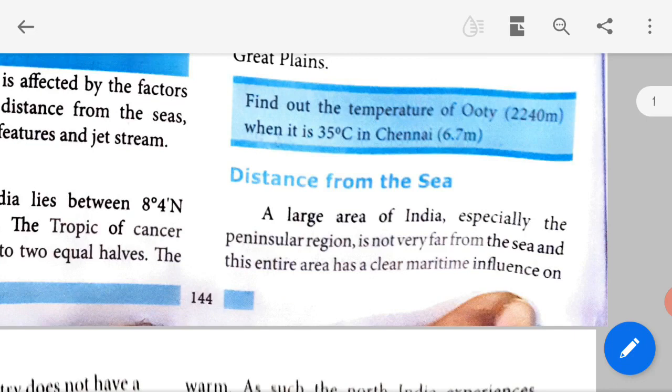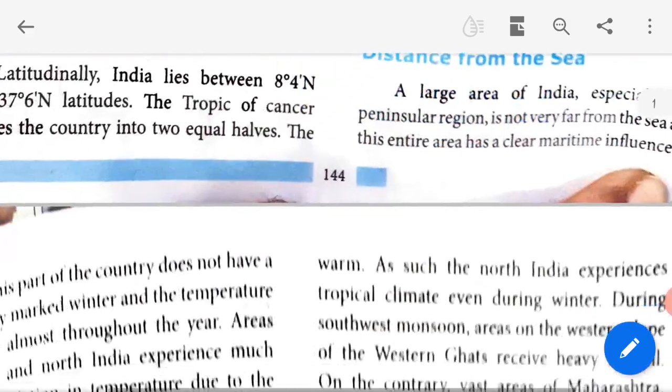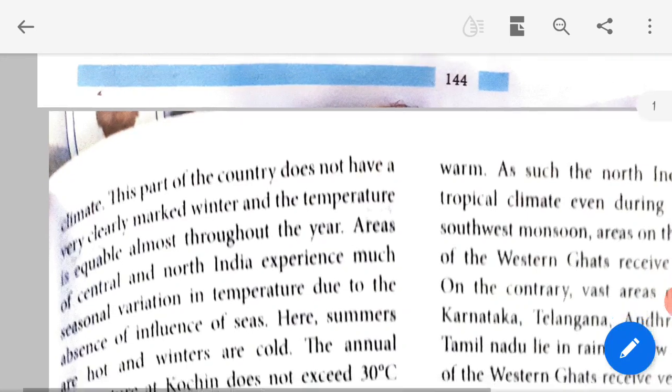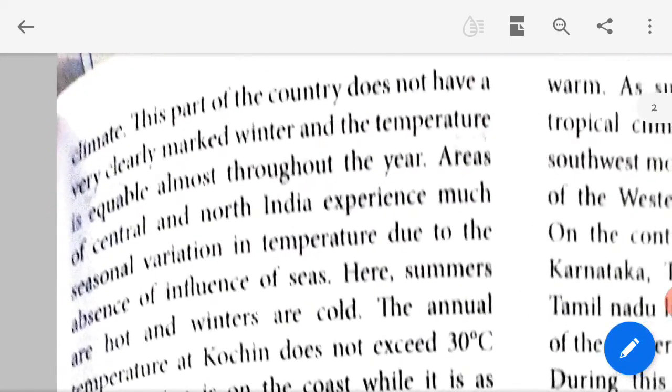And this entire area has a clear maritime influence. Maritime is sea influence. Okay. In this part of the country, there is no very clearly marked winter, and the temperature is equable almost throughout the year. So when the area is very close to the sea, we really don't have a clear winter, and the climate here is almost the same throughout the year.